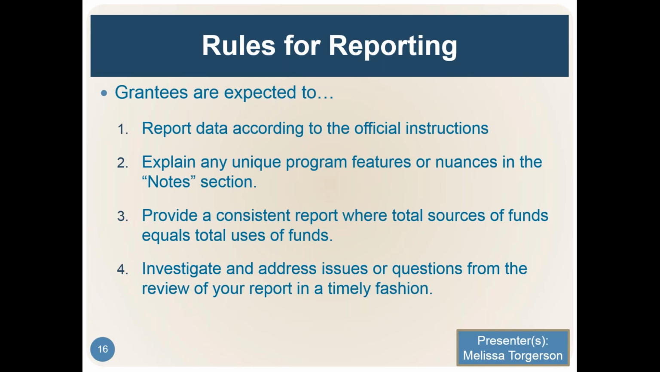Provide a consistent report where total sources of funds equals total uses of funds. When that doesn't happen, we'll be doing a lot of follow-up with you to find out why. And so it's really important that, just like your checkbook, if $1 million is missing, that's not okay. So it's the same with this report. And we expect, or OCS expects, that you would investigate and address issues or questions from the review of your report in a timely fashion. And the prize and your liaisons are here to help you do that. And we are happy to get in the weeds even with you and figure out why things aren't matching up.